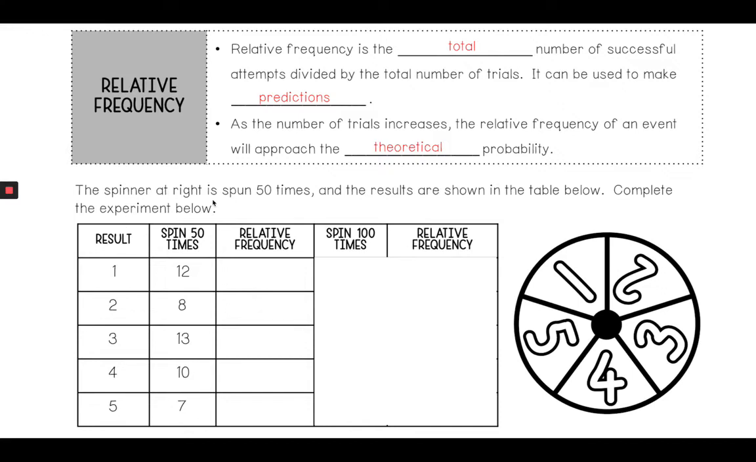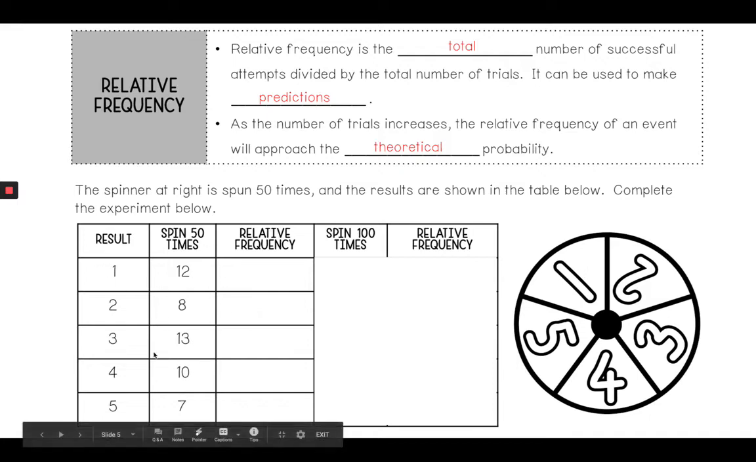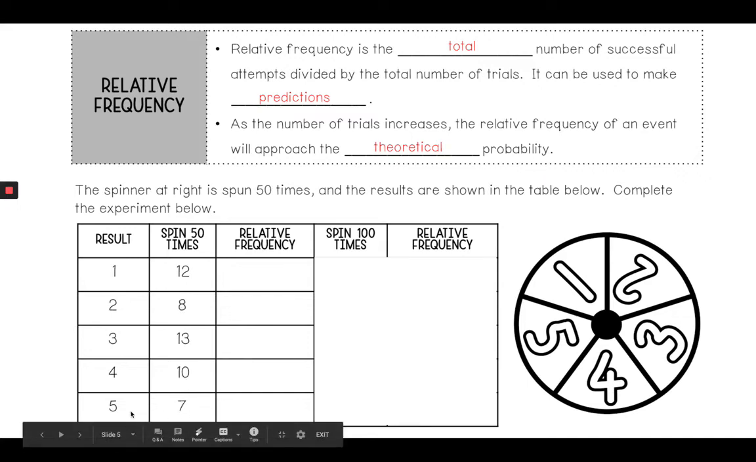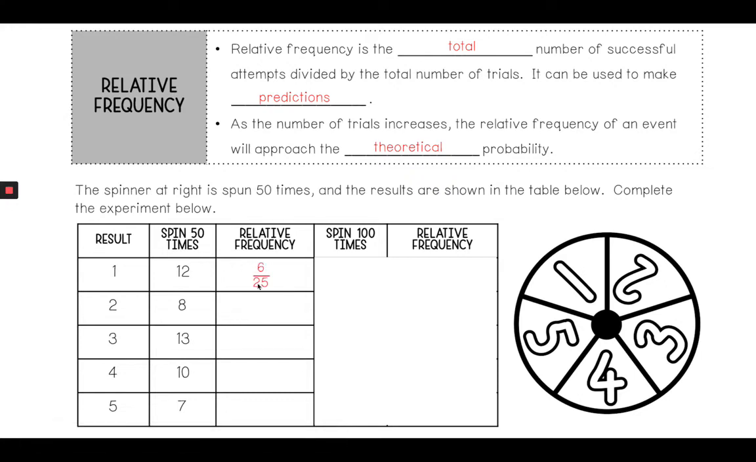So here we have this spinner. I just spun the last spinner 8 times. Well, this spinner, I'm going to spin it 50 times, and the results are shown right here. I got 12 ones, 8 twos, 13 threes, 10 fours, and 7 fives. So for the relative frequency, I would have 12 out of 50, but both can be divided by 2, so I get 6 out of 25. And then the next one would be 8 out of 50, and they're both even, so I can divide and I would get 4 25ths.